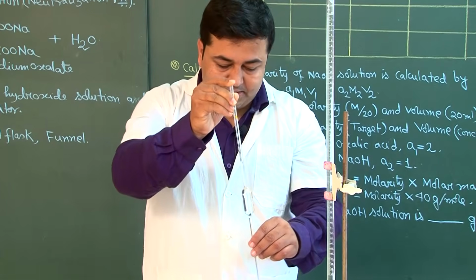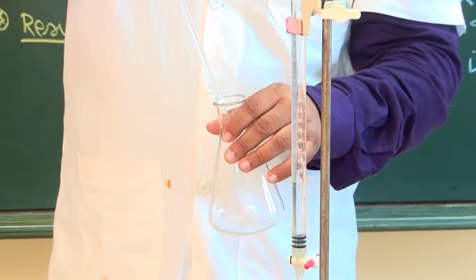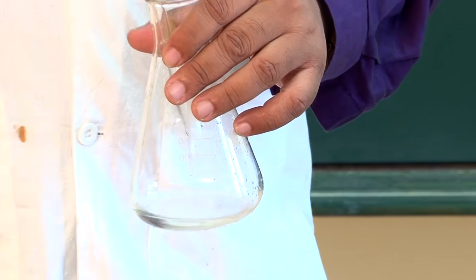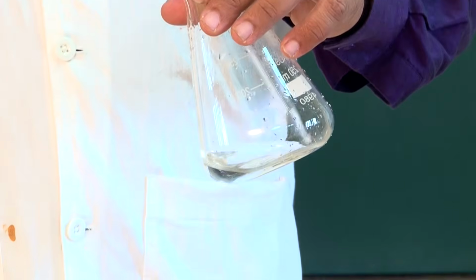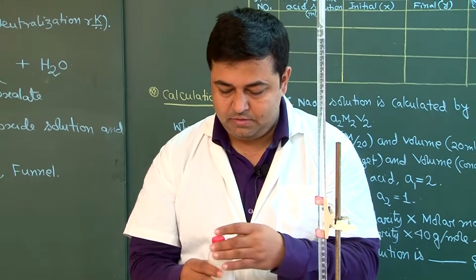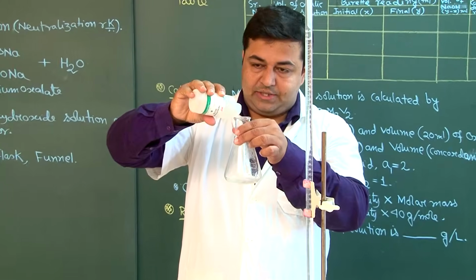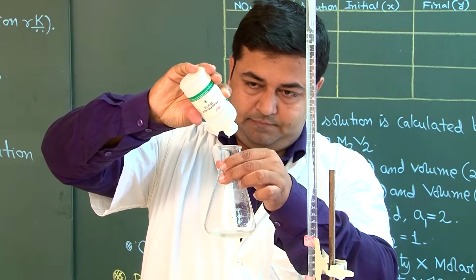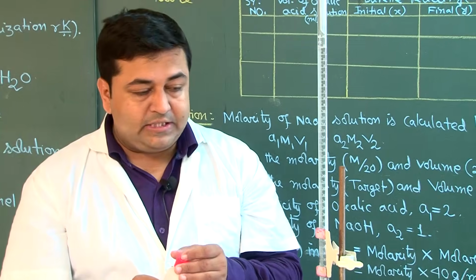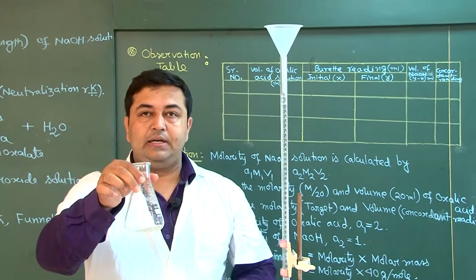Yes. Now, I am transferring into the conical flask. Ensure that not a single drop of oxalic acid remains inside this pipette. Okay. Now, I am adding 2 to 3 drops of phenolphthalein indicator into this oxalic acid. Now, our experimental setup is ready. In this burette, sodium hydroxide solution, and in the conical flask, oxalic acid and phenolphthalein are present.